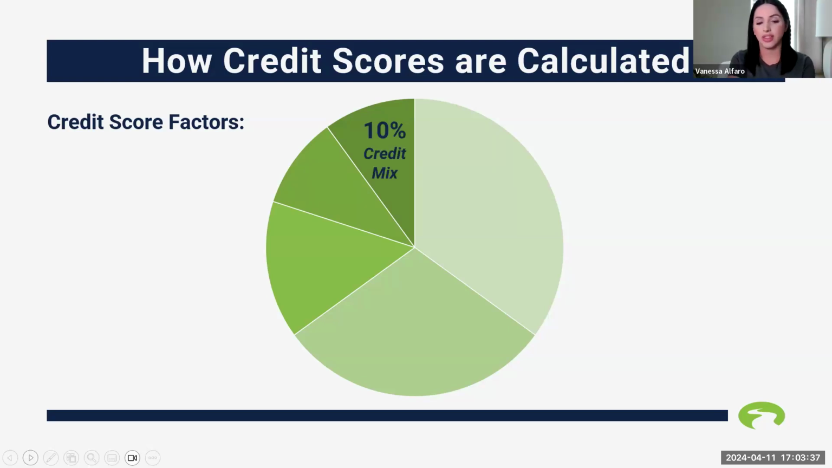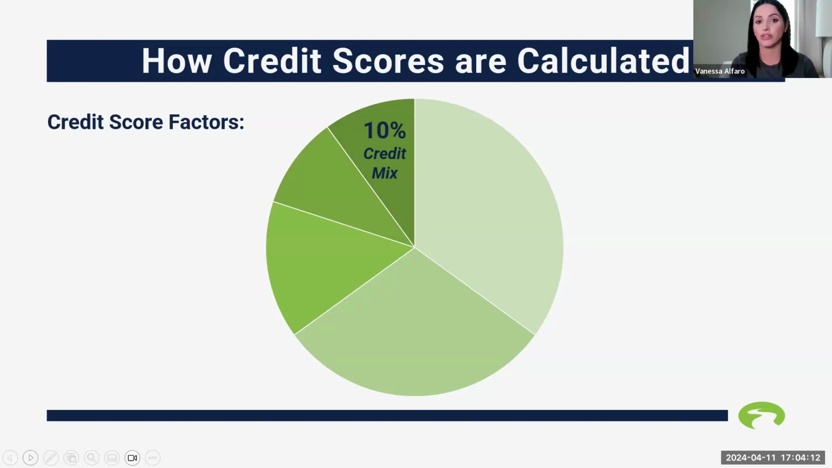And we also have the 10% of credit mix. So this tells lenders what type of credit you've been responsible with. So if you have an installment loan, which is where you have set payments every single month, and once that term is up, it's paid off, it's completely done, that tells us that you can stick to an agreement with the lender, that you're responsible for paying those set payments on time, and that you can pay off an installment loan or debt and your obligations. So that would be something like an auto loan. That is considered an installment loan.